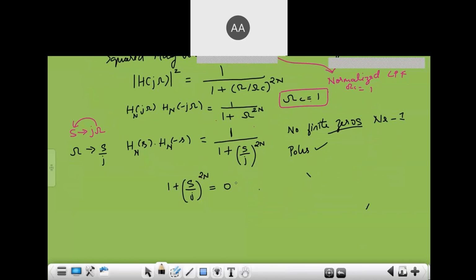So now, what is the value of s? (S by j) whole thing to the power 2n is equal to minus 1, you send this to the other side. You want the s term, so s power 2n is equal to minus 1 multiplied by j power 2n. If you want s, you will raise both sides to the power 1 by 2n, so s equals minus 1 to the power 1 by 2n into j. This is what you will get, right?